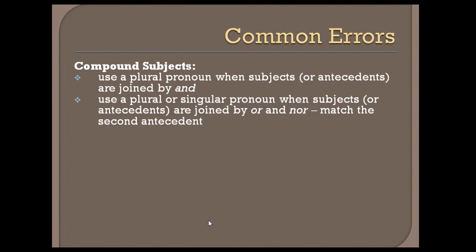It's tricky, but make sure you're always checking to say, okay, am I looking at more than one thing here or not? And if I have a compound subject, or object for that matter, always check to see what kind we have. Is it and, or nor?